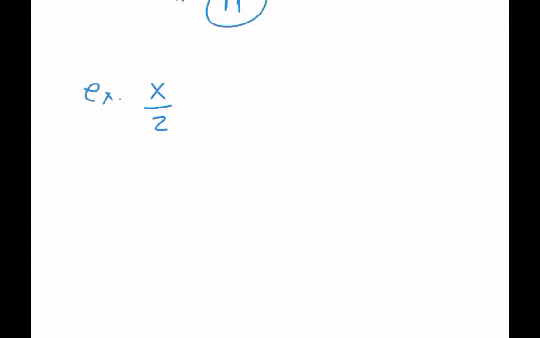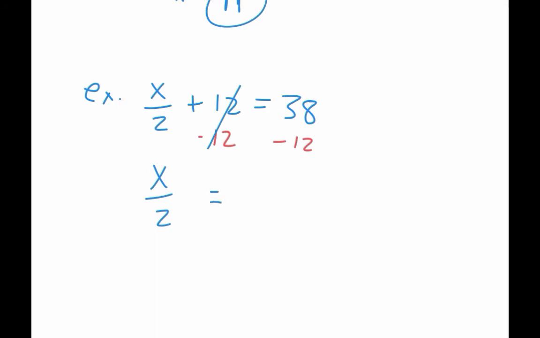Second example, x divided by 2 plus 12 equals 38. First step is do what to both sides? Subtract 12. Yep, so look at what's connected by addition or subtraction. So it was a plus 12, so we subtract 12. The 12s drop out, so we have x over 2 by itself equals 26. And then last step is to multiply by 2. And then those drop out, leaving us x equals 52.